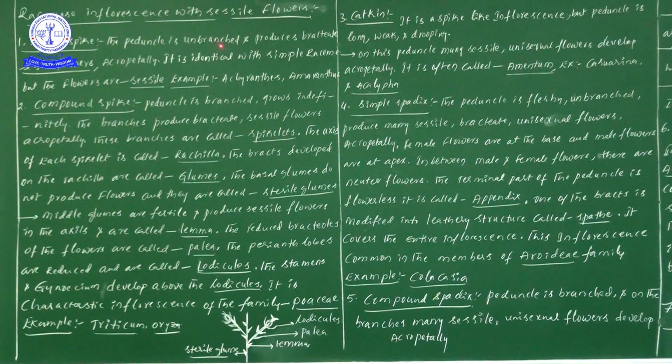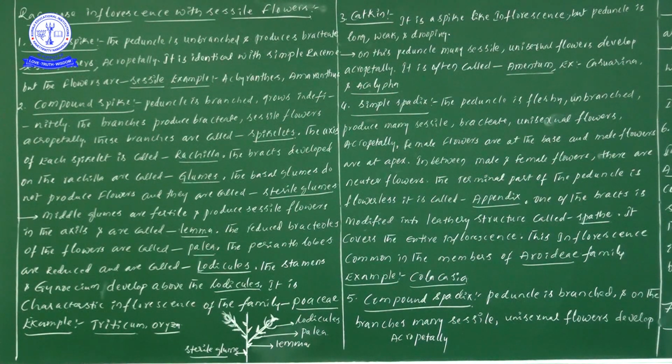Now the first side heading, simple spike. There the peduncle is unbranched. When you study this, don't forget that the peduncle is unbranched and produces bracteate sessile flowers. Bracteate means bracts are present. Sessile flowers means the stalk is absent. The arrangement is acropetal.